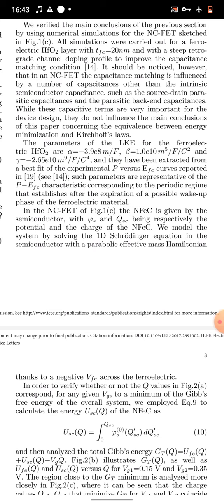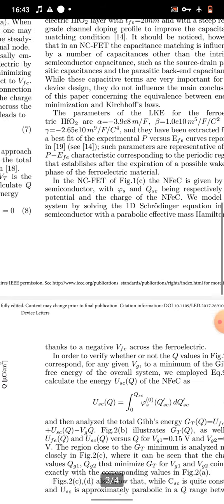In the NCFET, the NFEC is given by the semiconductor, with V and Q being respectively the potential and the charge of the NFEC. We model the system by solving the 1D Schrodinger equation in the semiconductor with a parabolic effective mass Hamiltonian.